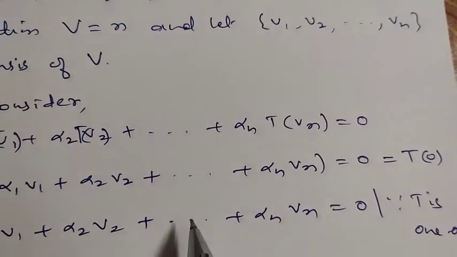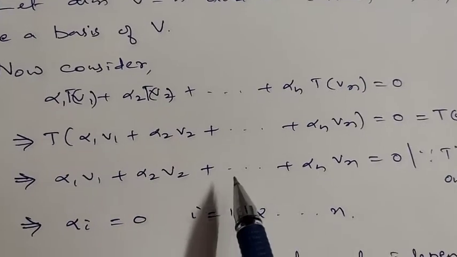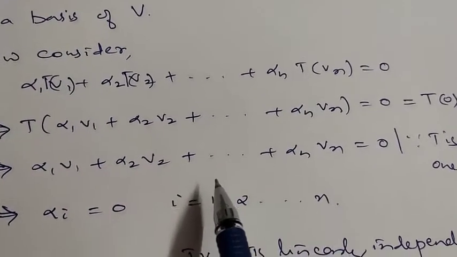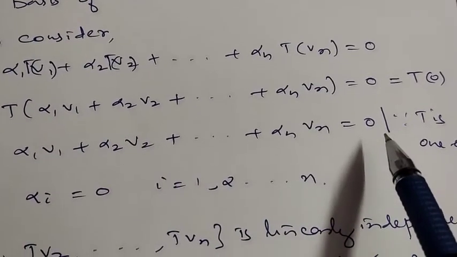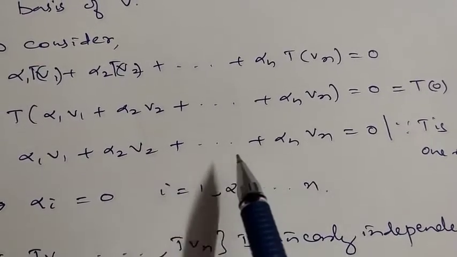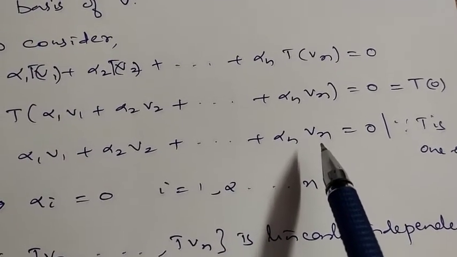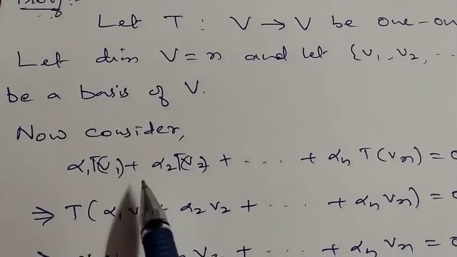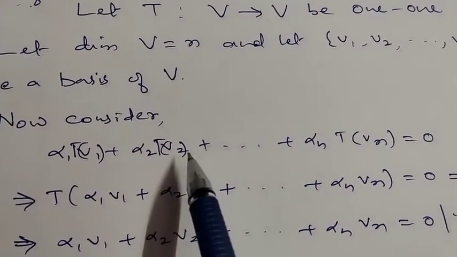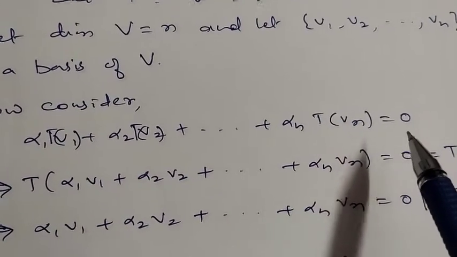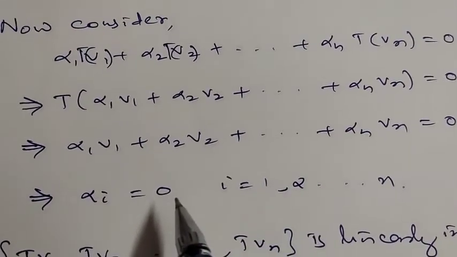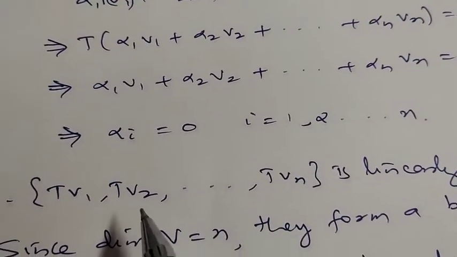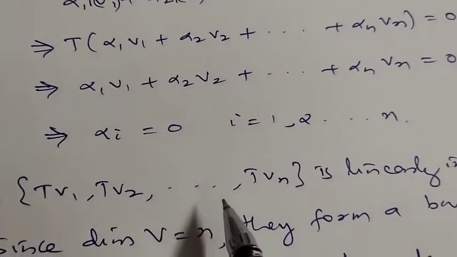Since T is assumed to be 1-1, T of x is equal to T of y means x is equal to y. Accordingly, alpha 1 V1 plus alpha 2 V2, etc., alpha n Vn is equal to 0. Now V1, V2, etc., Vn is a basis, means they are linearly independent, so each alpha will be 0. We have taken alpha 1 T of V1 plus alpha 2 T of V2, etc., alpha n T of Vn equal to 0, and we have shown that each of the scalar coefficients alpha is zero. Therefore, by definition we can declare that the set T of V1, T of V2, etc., T of Vn is linearly independent.